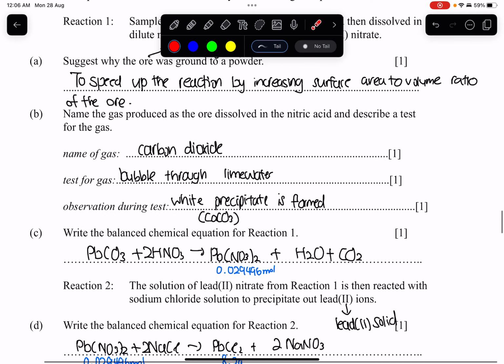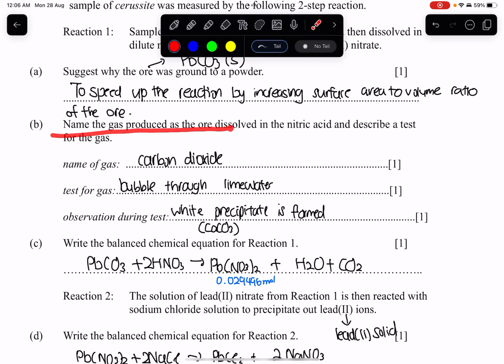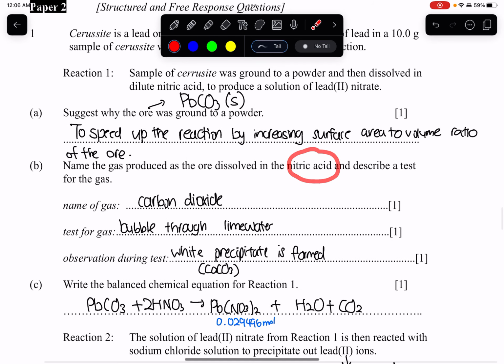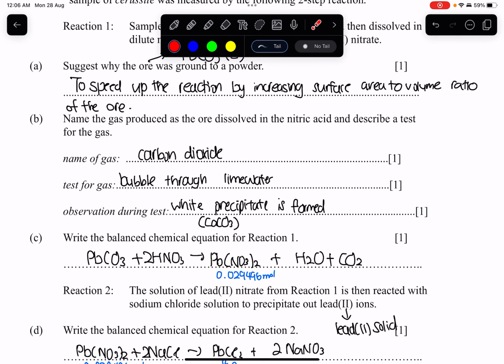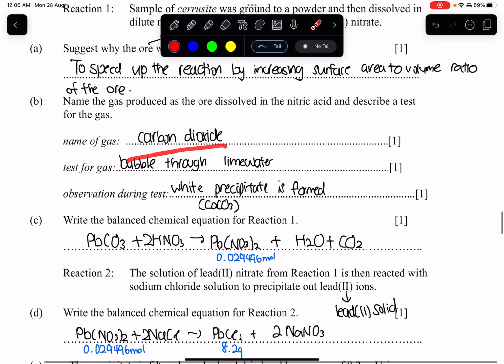So part B, name the gas produced as the ore dissolved in the nitric acid, or reacted. You have acid plus carbonate, which will give you carbon dioxide gas. This one, no issue. For the test for the gas, you need to bubble the gas through lime water. Do not tell me "lime water test", it is very vague. Just say bubble the gas through lime water.